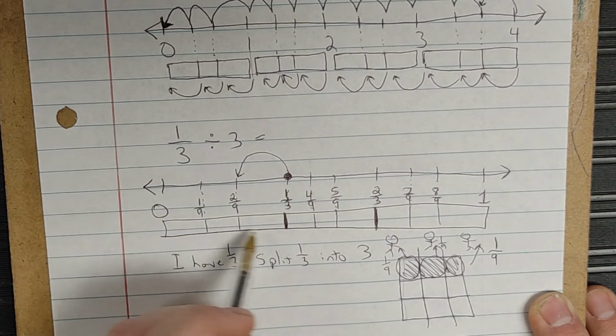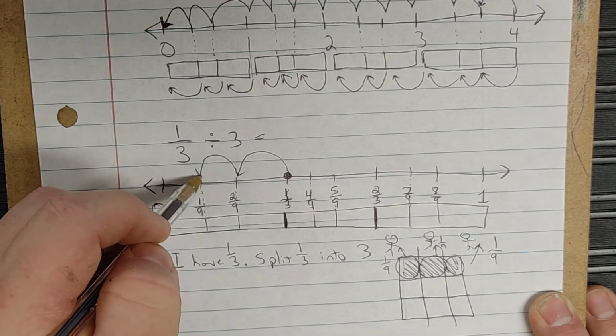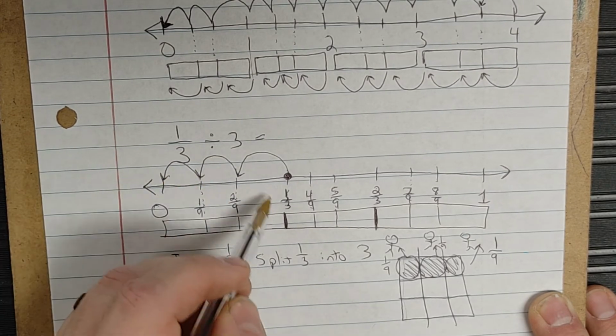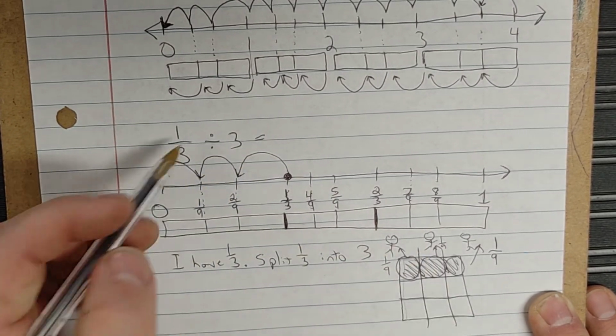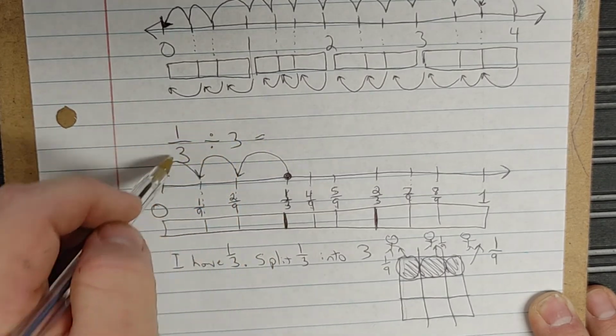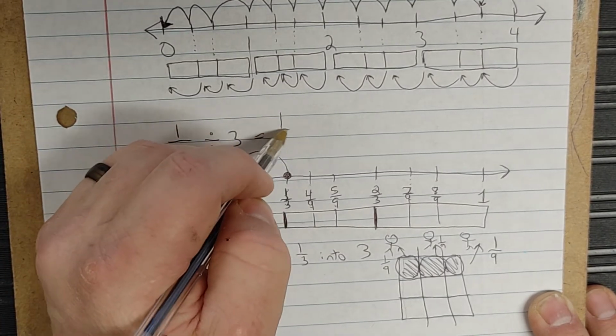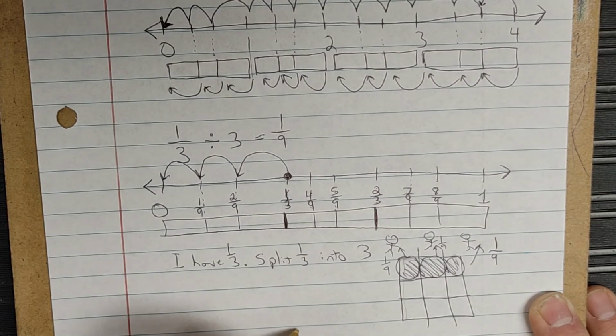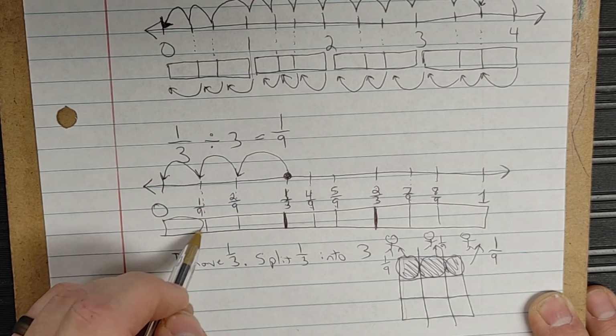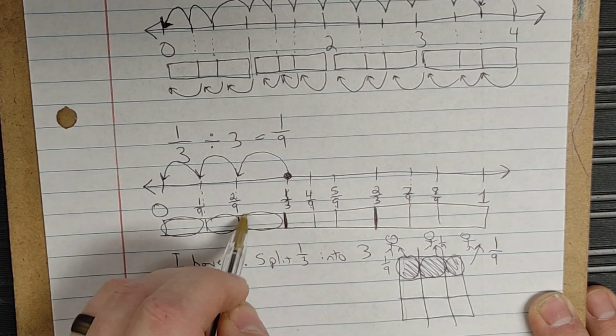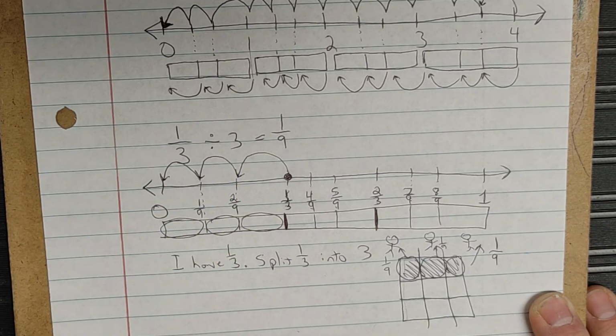Being able to see that 1/3 split into 3 pieces is going to get us 3 groups of 3/9. These were our groups. What is in each group? Well, 1/9. 1/9 is in each group. That's what shows here: every single one of these groups gets one of these ninths.